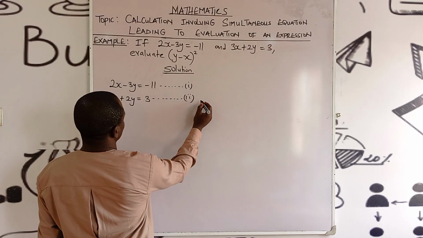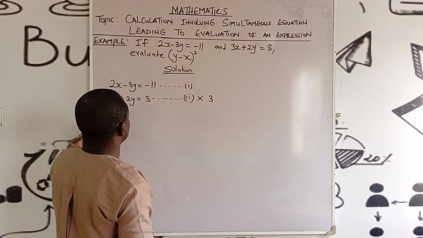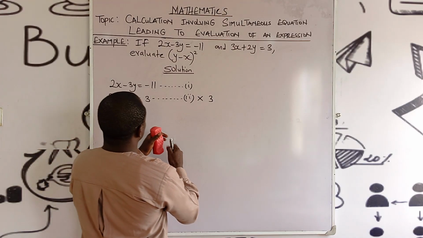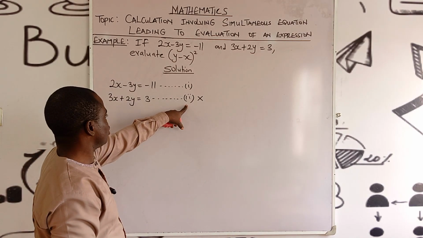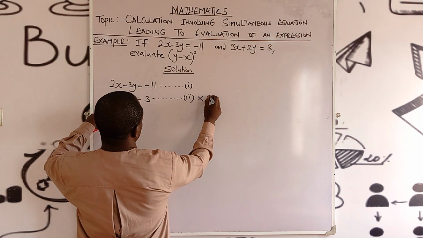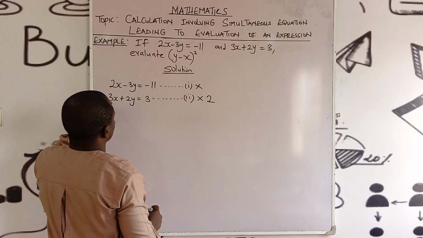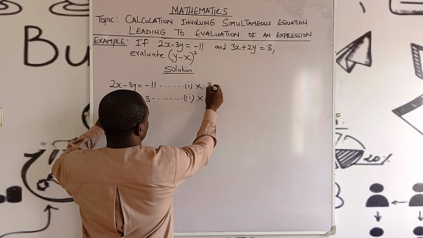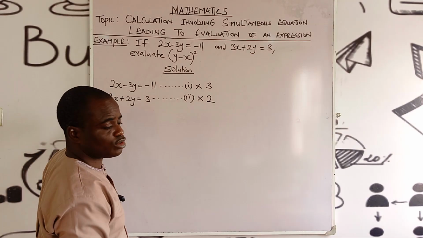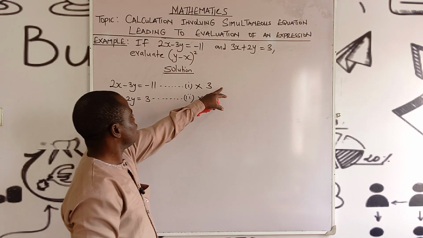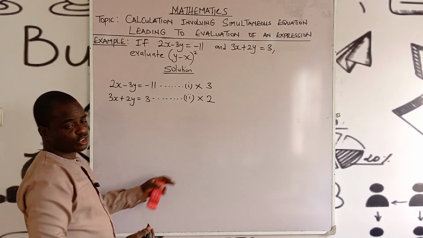What you now do is that you multiply the whole of equation 2 with the coefficient of x in equation 1, which is 2, and use the coefficient of x in equation 2, which is 3, to multiply the whole of the expression in equation 1. You interchange it. You can now carry out the multiplication to get equation 3 and 4.